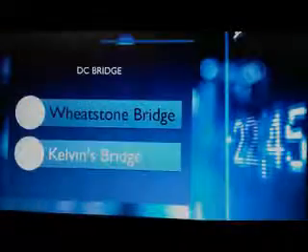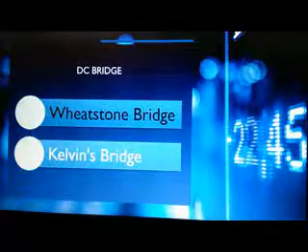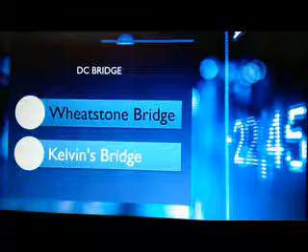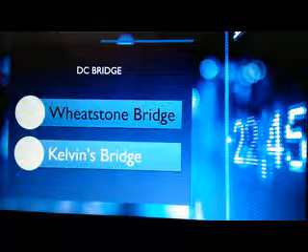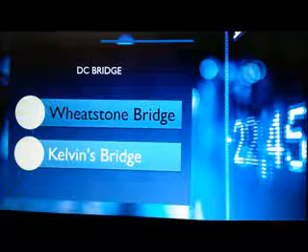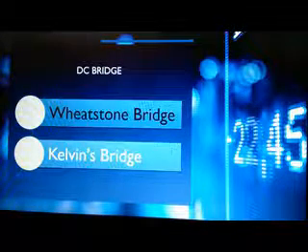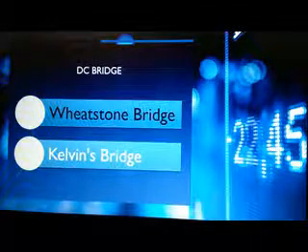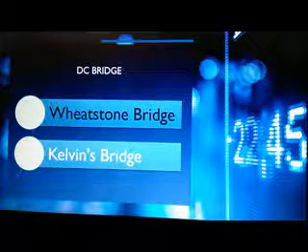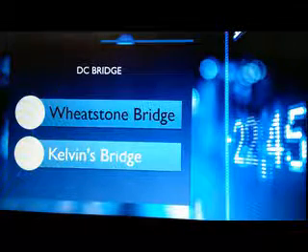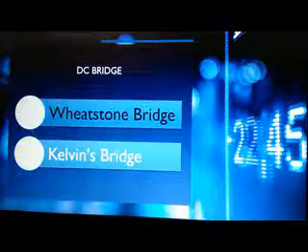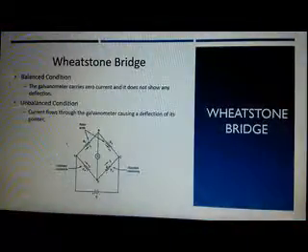Now, let's go to the DC bridge. DC bridges are used to measure resistance, inductance, capacitance, and impedance. They operate on a null indication principle. This means the indication is independent of the calibration of the indicating device or any characteristics of it. There are two types of DC bridge, the Wheatstone bridge and the Kelvin bridge.